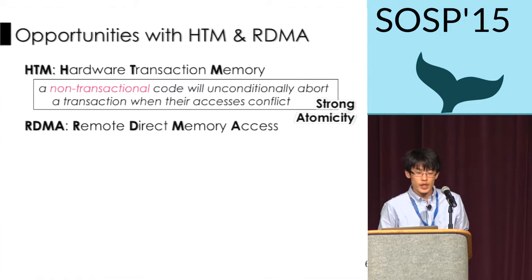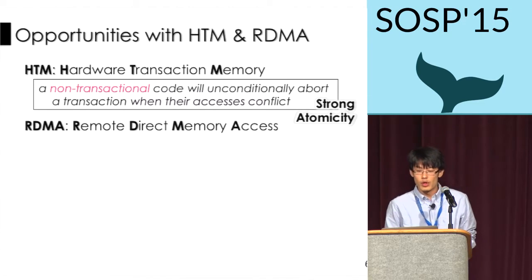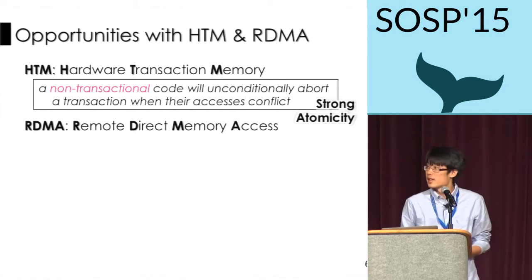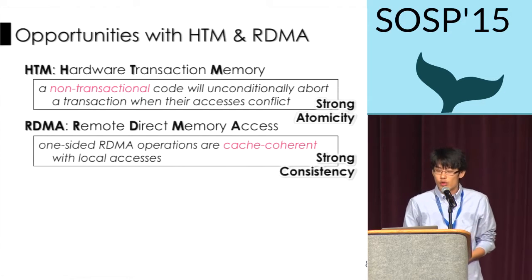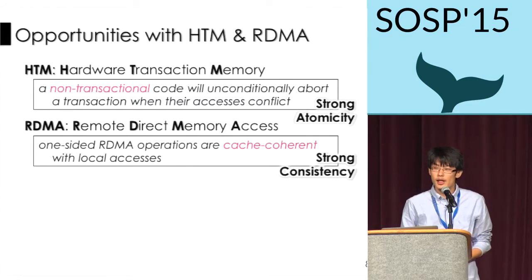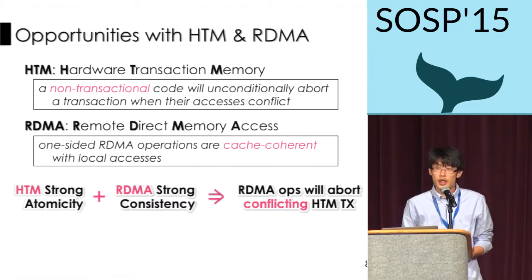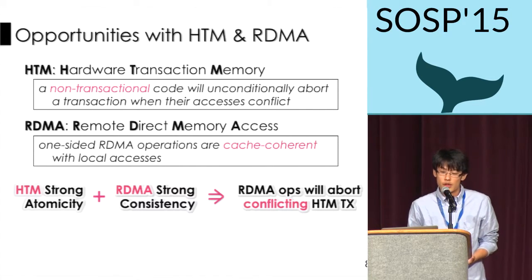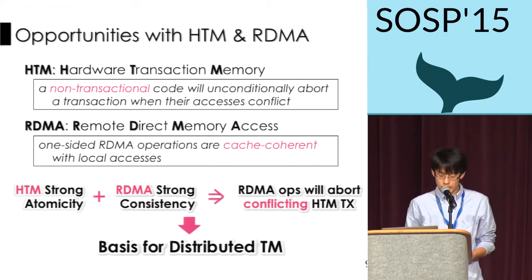More specifically, HTM provides strong atomicity, which means that non-transactional code will unconditionally abort a transaction when their accesses conflict. And RDMA provides strong consistency, which means that one-sided RDMA operations are cache coherent with the memory accesses at remote machines. So HTM's strong atomicity combined with RDMA's strong consistency means that RDMA one-sided operations will unconditionally abort conflicting HTM transactions, which forms a basis for a preliminary distributed transactional memory.